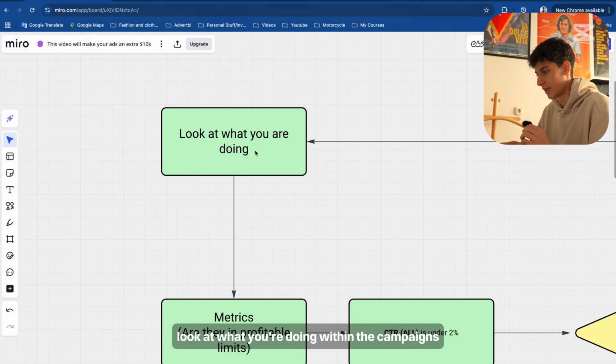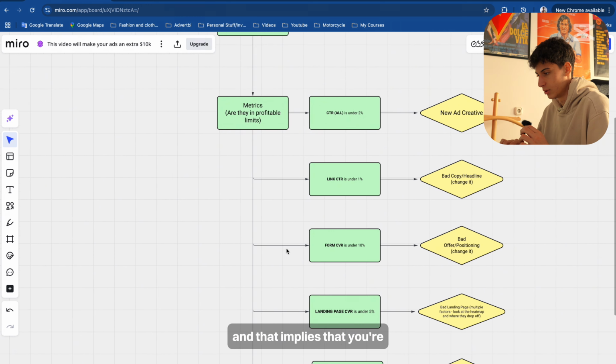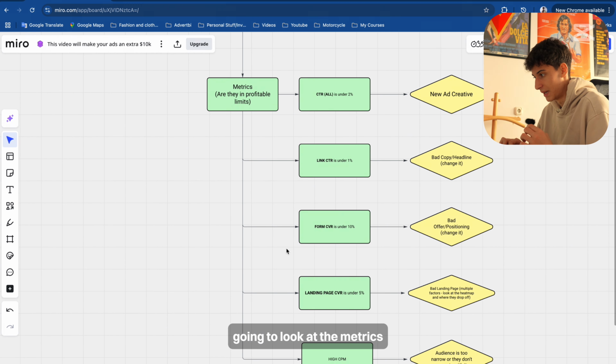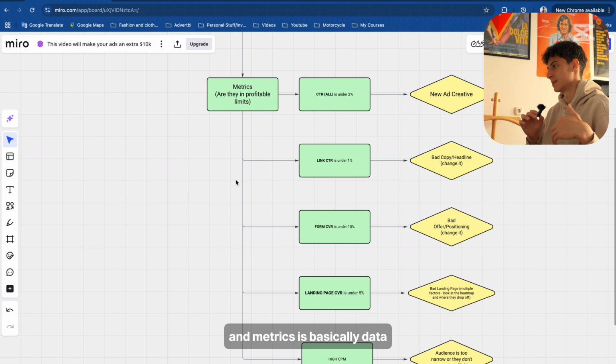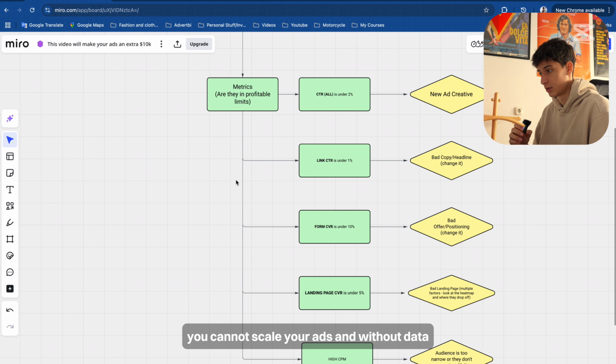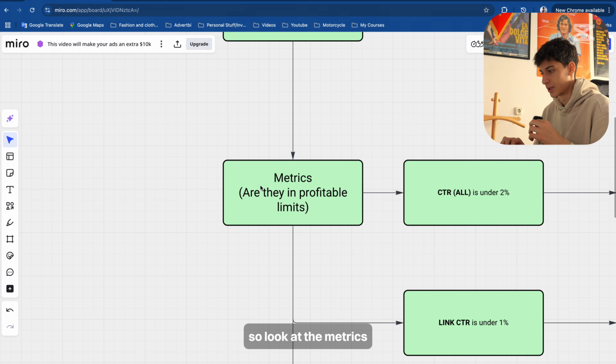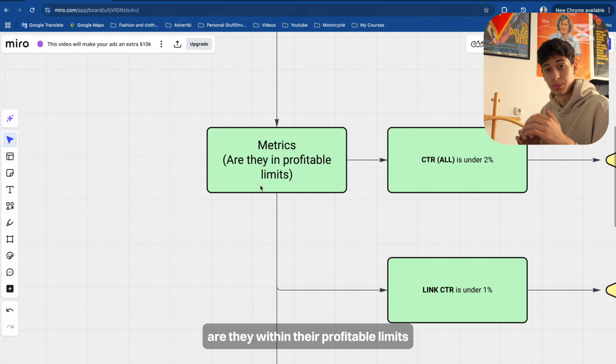You want to look at what you're doing within the campaigns. And that implies that you're going to look at the metrics. And metrics is basically data. And without data, you cannot scale your ads. And without data, you don't know what's wrong with your ads. So look at the metrics. Are they within their profitable limits?